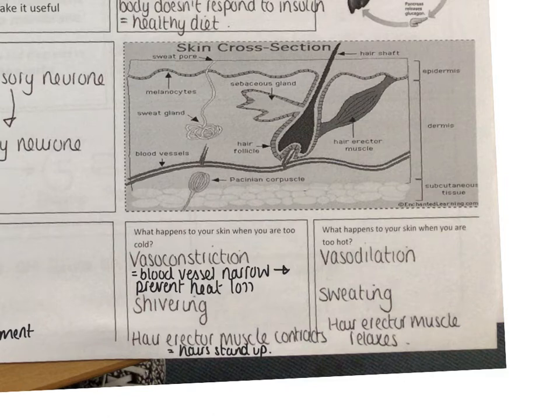When we're too hot, on a hot day, we have the opposite. So we have vasodilation, so our blood vessels widen, which allows heat to escape from our skin. With that then, we also sweat. Our sweat gland produces sweat and it's released through the sweat pore. Our hair erector muscle relaxes and the hairs on our skin lie flat.